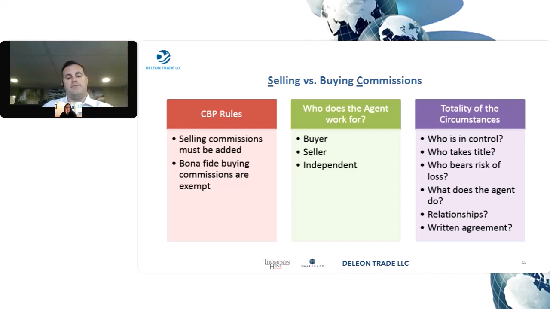But a lot of factors go into play: is there a written agreement? What activities is the middleman or agent doing? And then they would look at the totality of the circumstances to determine whether it's dutiable or not. But typically, the distinction: selling commission, dutiable; buying commission, not dutiable. But there's some nuance to that, and there are lots of rulings out there on this topic.